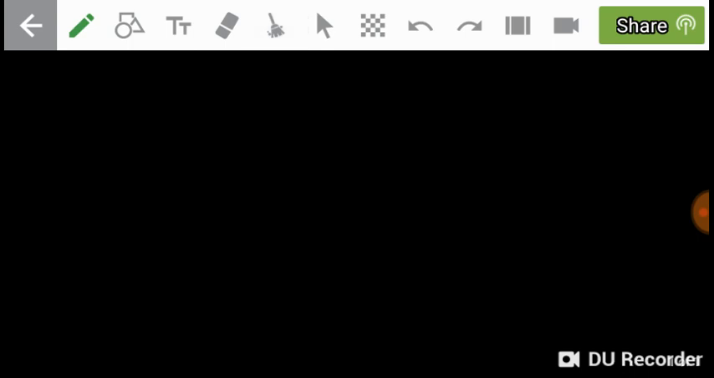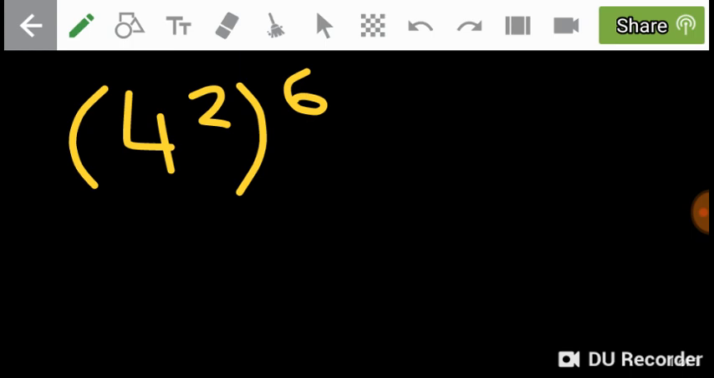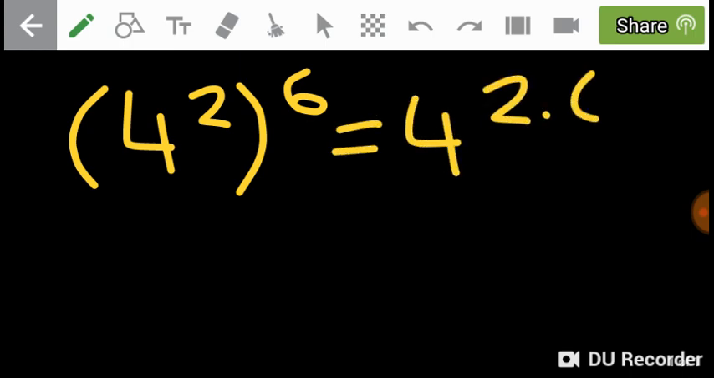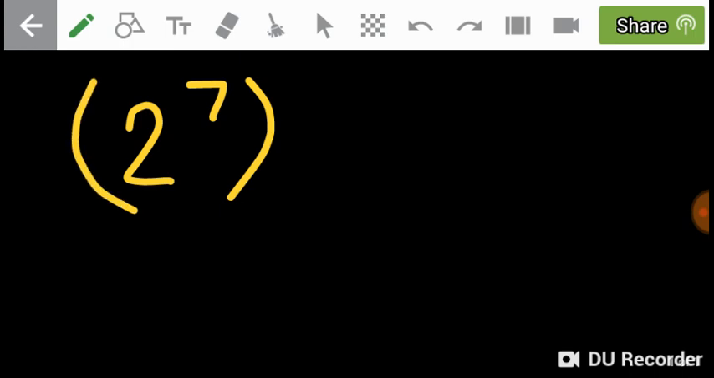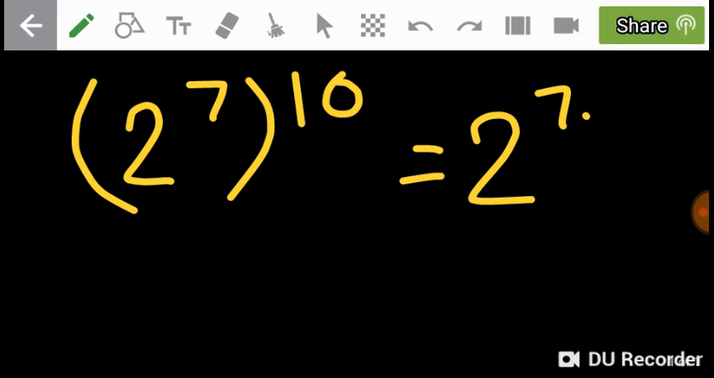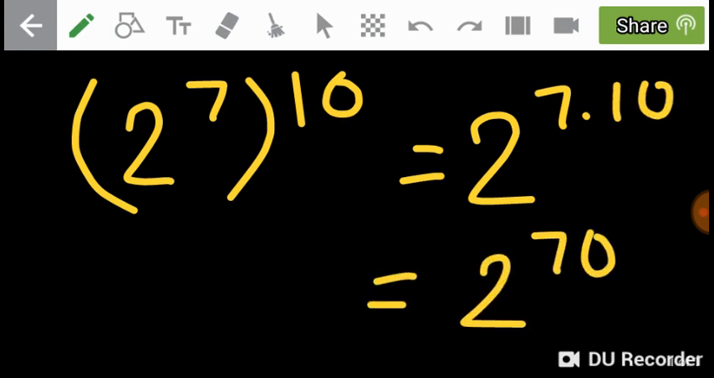Now let us see some examples. These are quite easy to do. 4 square exponent 6. So according to rule number 3 that we have learned, 2 should be multiplied with 6. As a result, the answer would be 4 to the exponent 12. Now let us do some more examples. 2 to the exponent 7, here I give 10. So it would be 7 times 10. As a result, 7 tens are 70. 2 to the exponent 70.